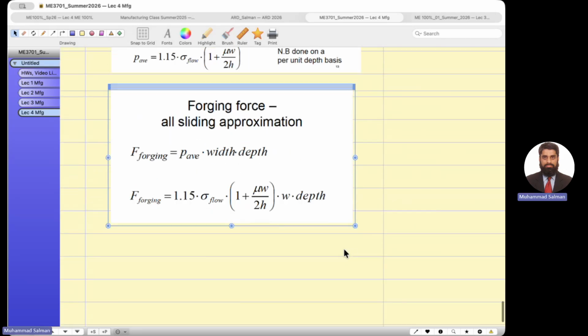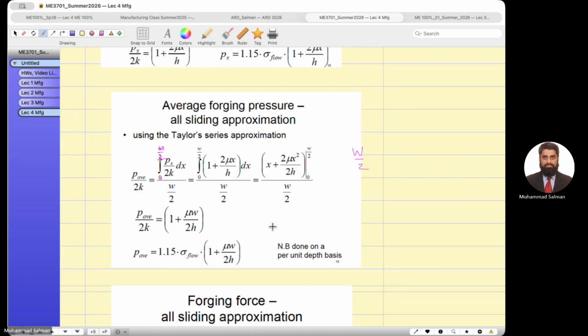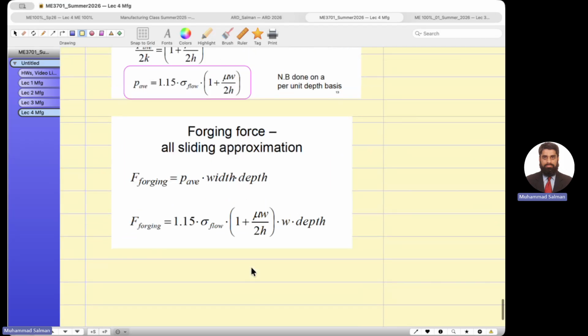So in this case, what will happen is that you assume that from 0 to the center line, W by 2, which is half of the width, is all sliding. And then in that case, you will use this term, P average, multiplied by the same area. Do you see? The area is the total width, not W by 2, but the total width times the depth.